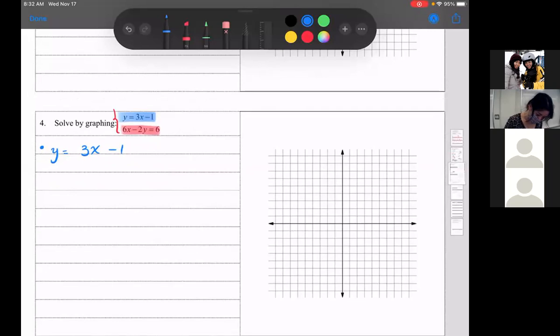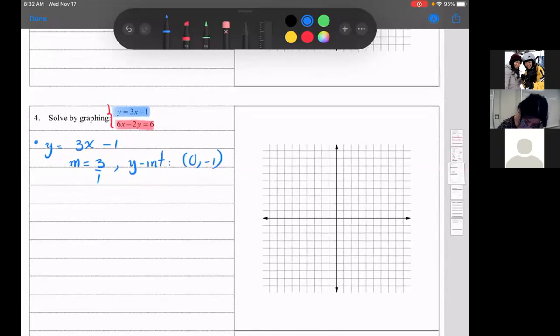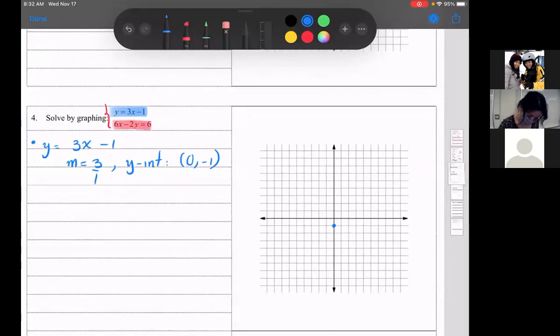So what is the slope here? Slope is 3/1, and then the y-intercept is (0, -1). (0, -1) right here. And then you write that, (0, -1). And then rise 3, run over 1.